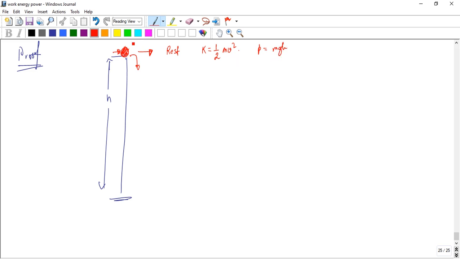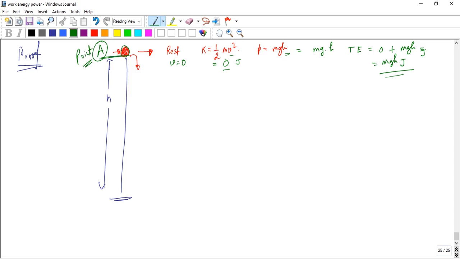At the top of the building, the ball is at rest, which means the velocity equals 0. So kinetic energy is mass into 0, which is 0 joule. But at that height, h is maximum, so potential energy equals mgh. So the total energy equals kinetic energy 0 plus mgh, that is mgh joule, the total energy at the top of the building. At point A, the total energy is mgh.